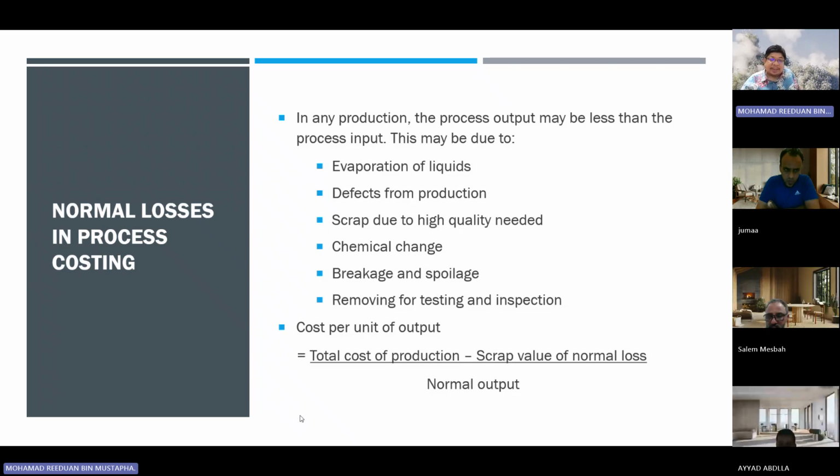Okay, the normal losses in process costing. In any production, the process output may be less than the process input. This is due to evaporation of liquid, defects from production, scrap due to high quality needed, chemical change, breakage, spoilage, and removal for testing and inspection. So the cost per unit for output is the total production cost minus the scrap value of normal loss, divided by normal output. This is the nature of your industry.